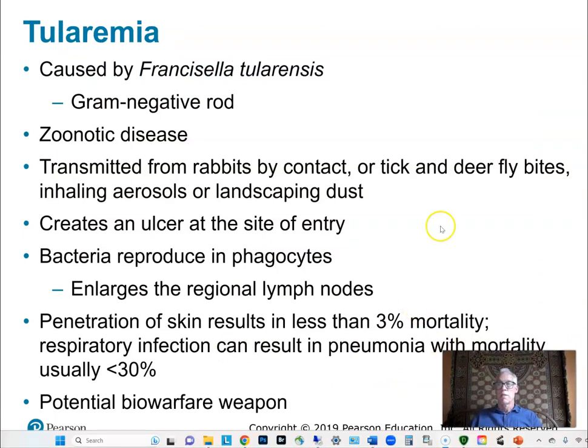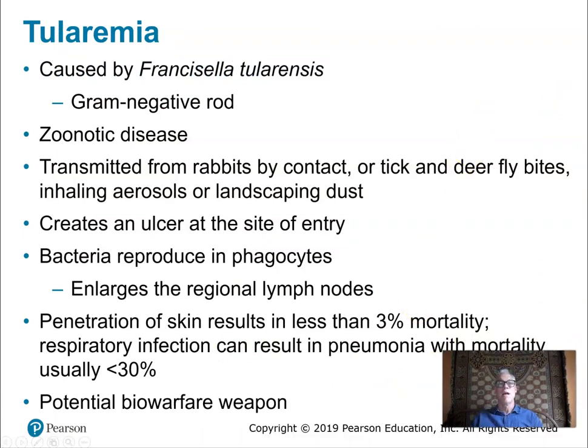Tularemia. It's a disease related to rabbits. Francisella tularensis is a gram-negative bacillus. It's a zoonotic disease. The reservoir is rabbits, and rabbits, ticks, and deer fly bites are what transmit the disease to humans, or you can inhale an aerosol or landscaping dust that has the bacteria in there from the host. If someone has a rabbit colony or raises rabbits, they're at risk. Somebody who's a hunter or a taxidermist out in the wild a lot is at risk for getting tularemia.